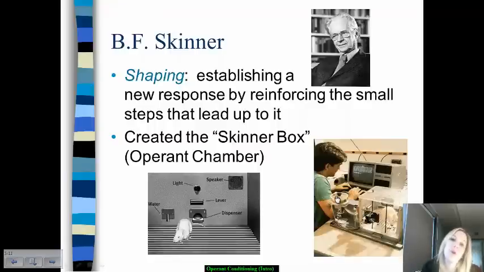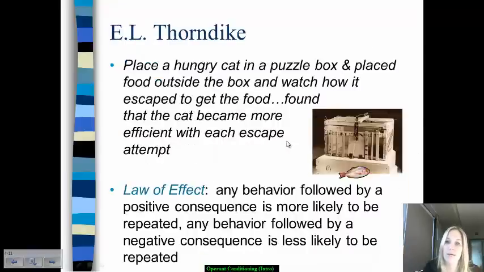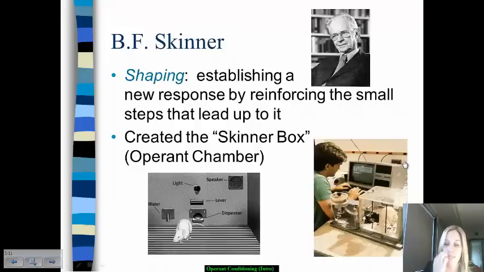Skinner does something called the Skinner box or the operant chamber, okay? Basically, what he attempts to do is more scientifically measure this puzzle box right here that E.L. Thorndike used. And he sets it up as this box hooked up to a computer. It's very modern looking, isn't it?